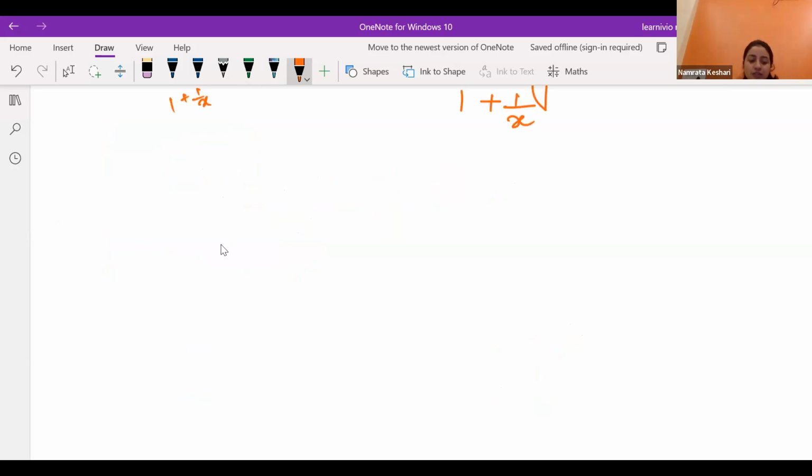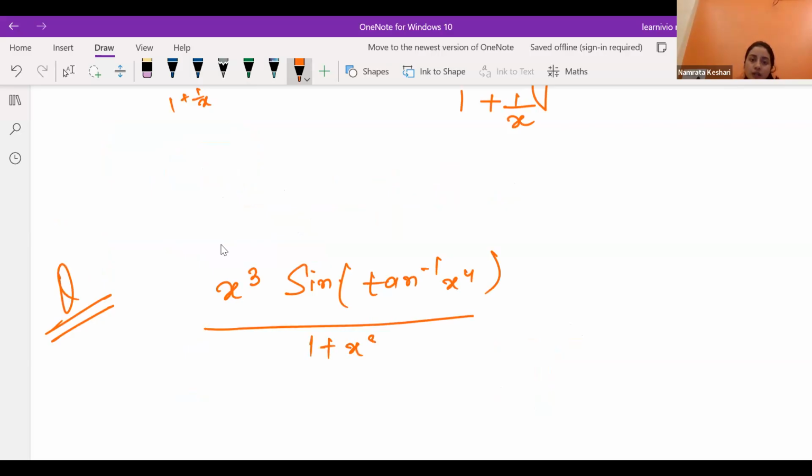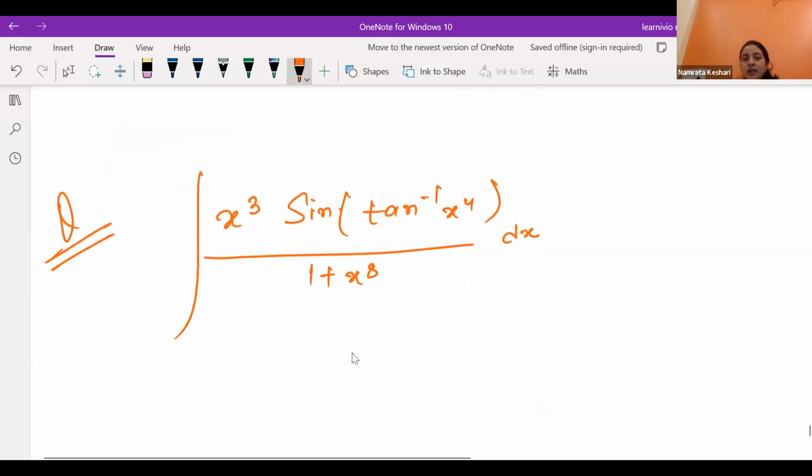So like this, you have to sit, you have to observe, you have to analyze. If observation is not working, then you have to try whatever is coming to your mind. So this we are having sine tan inverse x to the power 4 over 1 plus x to the power 8. Tan inverse x to the power 4 as u. Exactly, tan inverse x to the power 4 as u if we take. Then what will be the derivative, Annapurna?